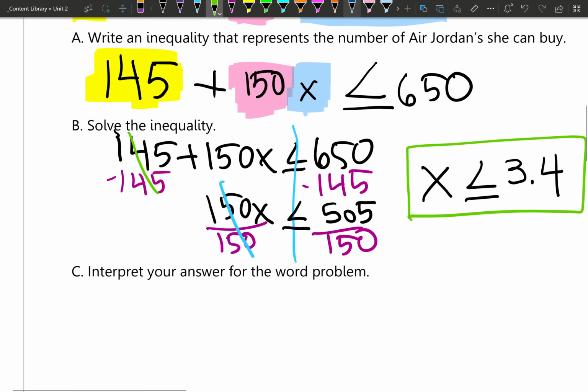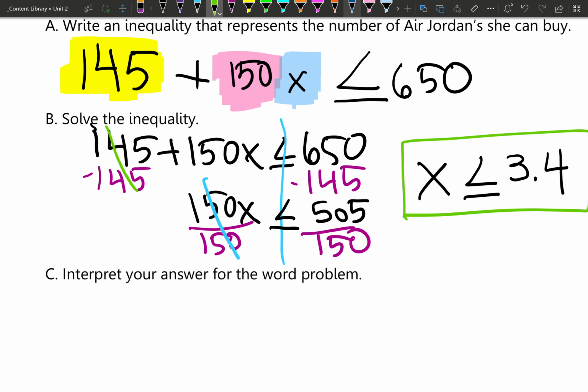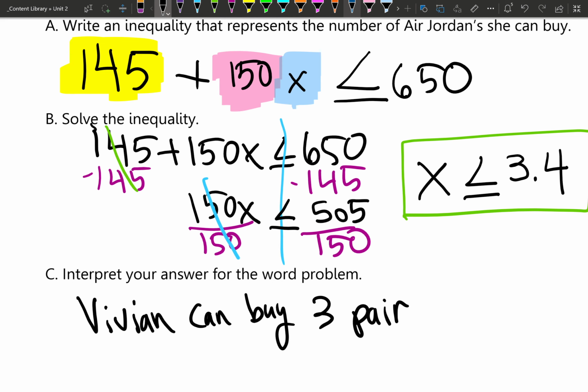Now, let's interpret our answer. Can Vivian buy 3.4 pairs of shoes? No, that doesn't make sense. Think about it. What is the maximum amount of shoes, whole shoes, that she can buy? That's right, she can buy 3 shoes. So let's write out the answer. Vivian can buy 3 pairs or less.